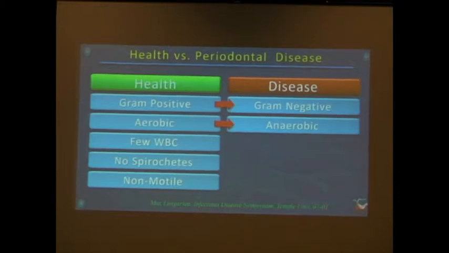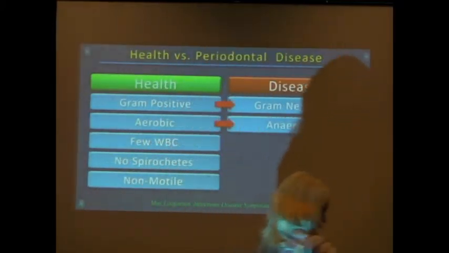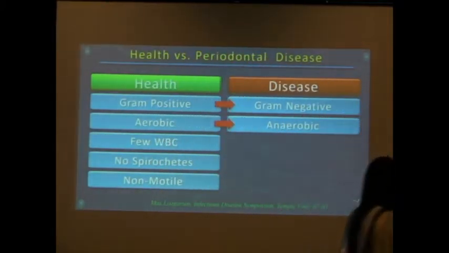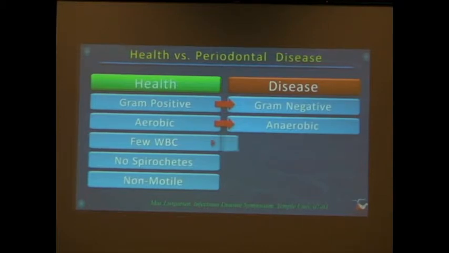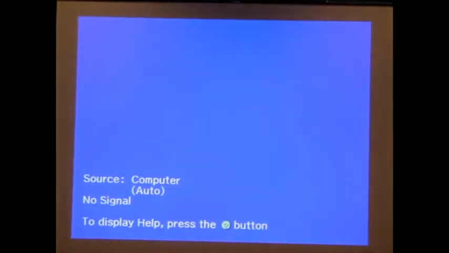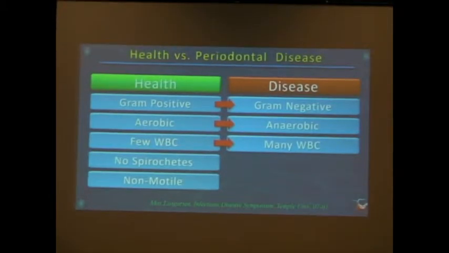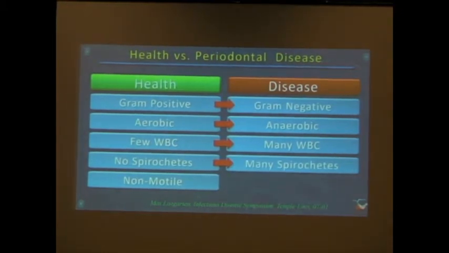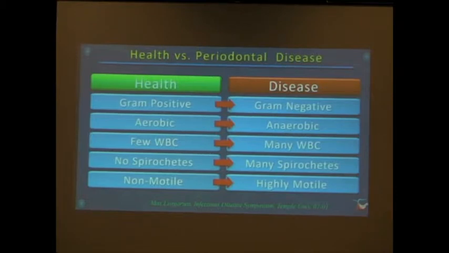to oxygen. And if you think of it, that would be a horrible way to transmit yourself from one host to another if mere exposure to the air, the oxygen in the air, killed you. They can survive air for quite some time. Many white blood cells, when you have periodontal disease. Many white blood cells, because these are the inflammatory cells. Many spirochetes, often too numerous to count. And in general, the other bacteria that you see in infections are highly motile. They're capable of moving about within the sample.